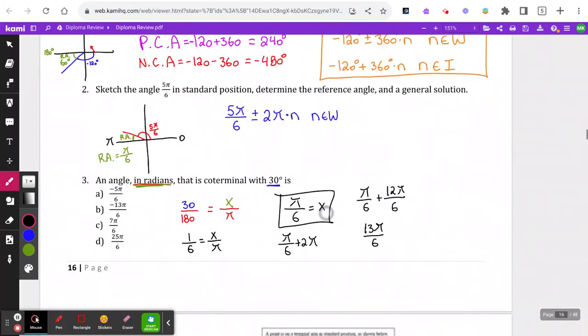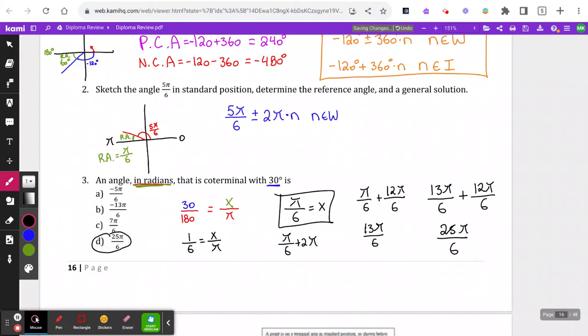I'm going to try again. So I'm going to take 13 pi over 6. I'm going to add another 2 pi, so another 12 pi over 6. And I get 25 pi over 6. That answer is there. D is coterminal with 30 degrees.